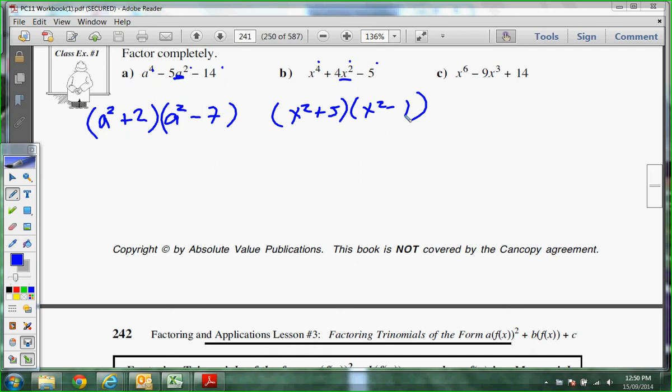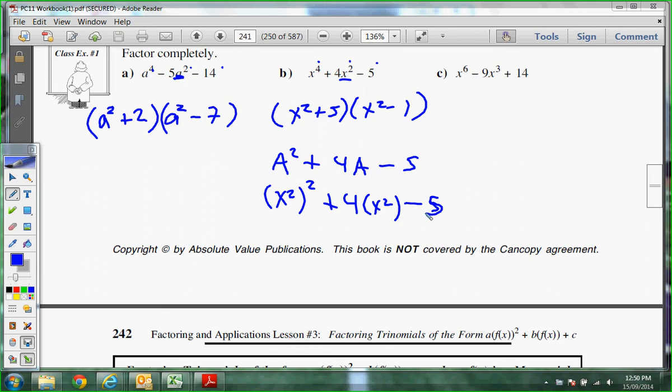Just for a second here, I'm going to show you one more time how they're doing it with substitution. So what is the a? The a is x squared. That's the substitution.